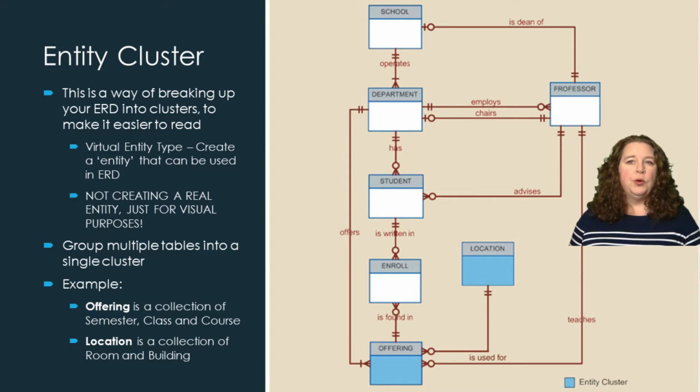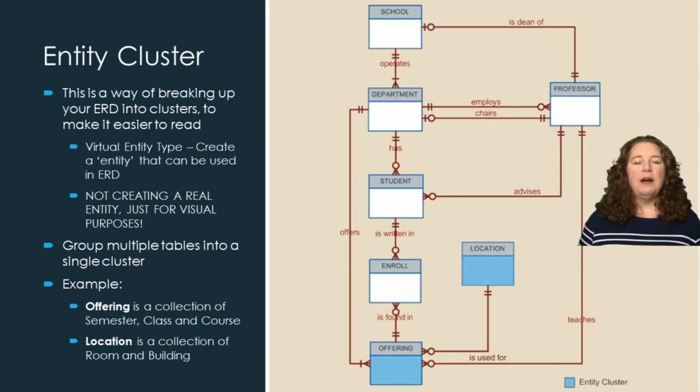What we're going to do is group multiple tables into a single cluster. In the example that we have here, our 2 blue tables are clusters. They're entity clusters. So offering would be the collection of what semester, what course, and what class. So remember, we had that class where it was CSCI 240, and then this one was spring semester, and this was online as our location, something like that. So that was the information that was going to go into the offering.